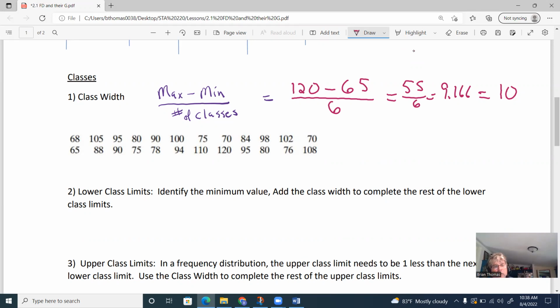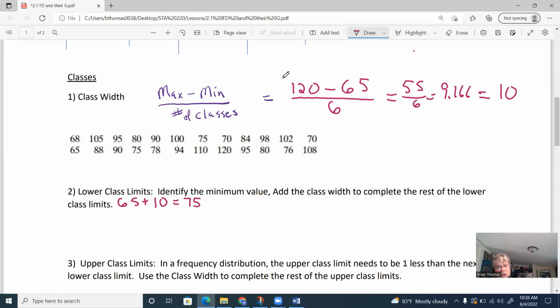Now the next thing is we have to create our lower class limits. The way we identify our lower class limits is we first identify the minimum value, and then we add that class width to complete the rest of the lower class limits. So the minimum value, as we noticed, was this 65. And we want to add the class width, which is this 10, to create the next lower class limit.